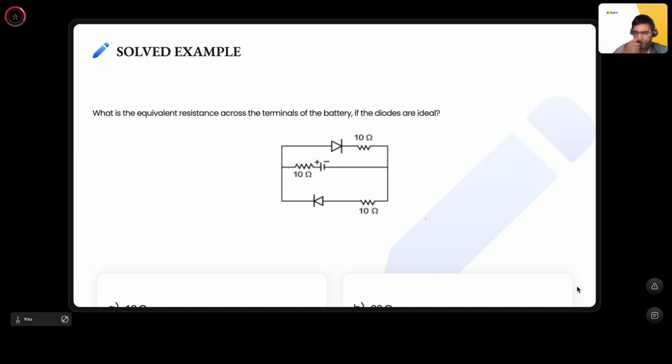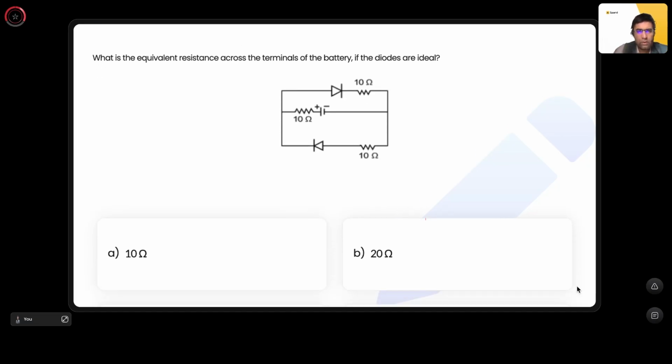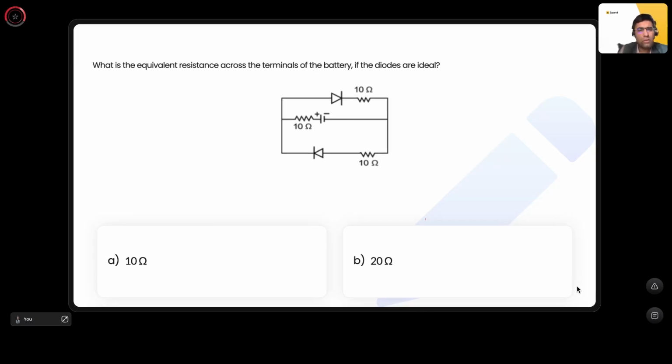Next question. What is the equivalent resistance across the terminals of the battery if diodes are ideal? Okay, so we have to find the equivalent resistance. Here also we have to identify which one is forward biased and which one is reverse biased. So if you see, this one will be forward biased and this one will be reverse biased. So no current will flow from over here. So this circuit will be there, and the R equivalent will be 20 ohms.